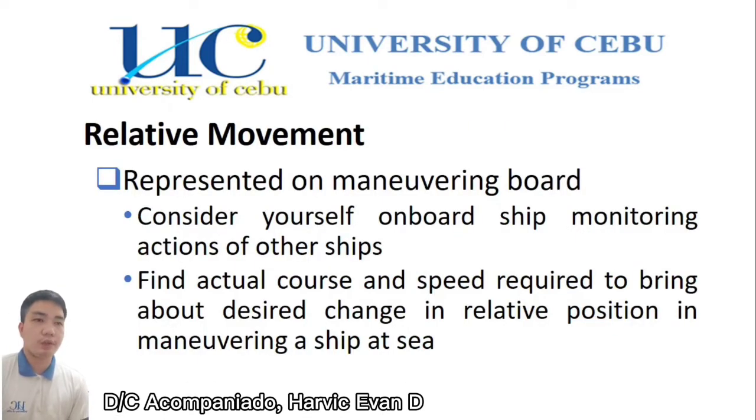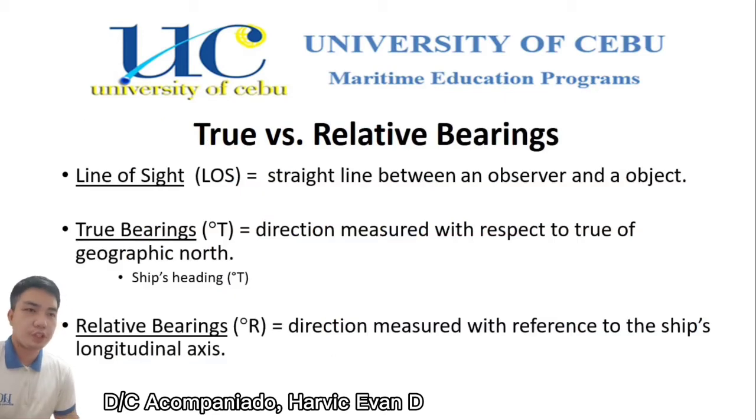Next is the relative movement. It is represented on the maneuvering board. Consider yourself on board a ship monitoring the actions of other ships. Find the actual course and speed required to bring about the desired change in the relative position in maneuvering a ship at sea. Next is the true versus relative bearings.